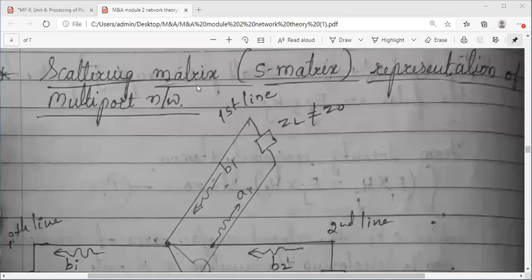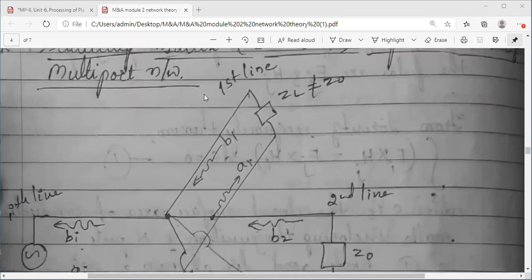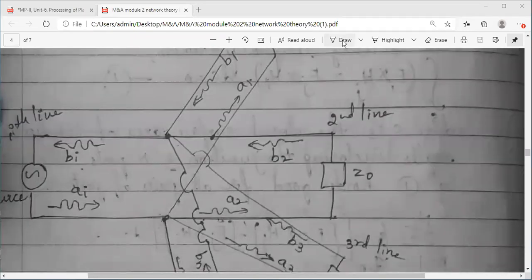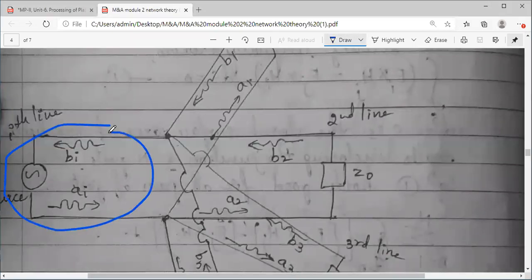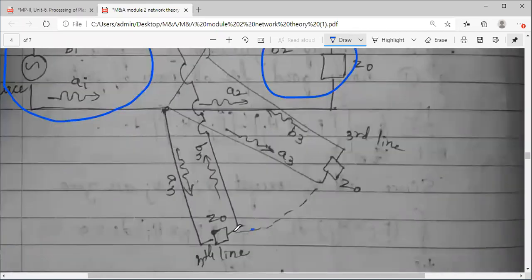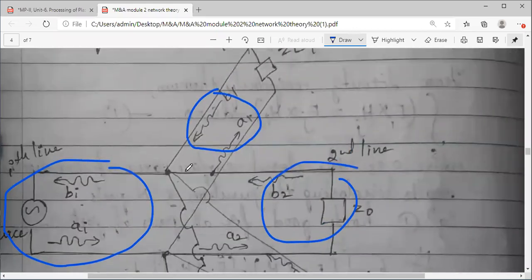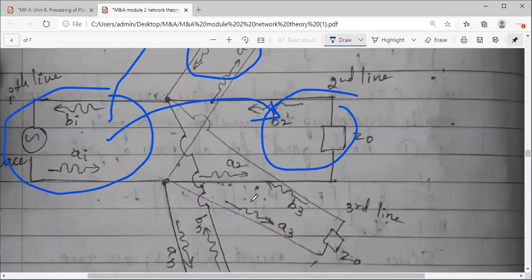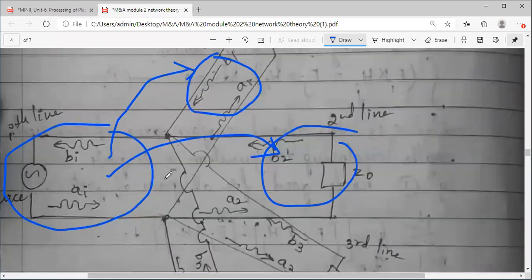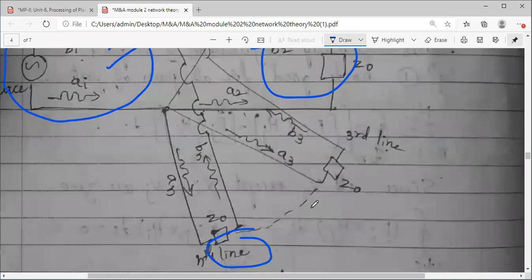In the previous session, we have seen how the scattering matrix, the S matrix, is represented for a multi-port network. So this is a multi-port network. A quick recall: we have a source port, the first port, second port, likewise n number of ports. In order to derive the equation, we took combinations. First combination was the ith port and the first port, then the second combination, the ith port and second port. Likewise, we have taken many combinations, and for each combination, we have seen what the reflection coefficient is.